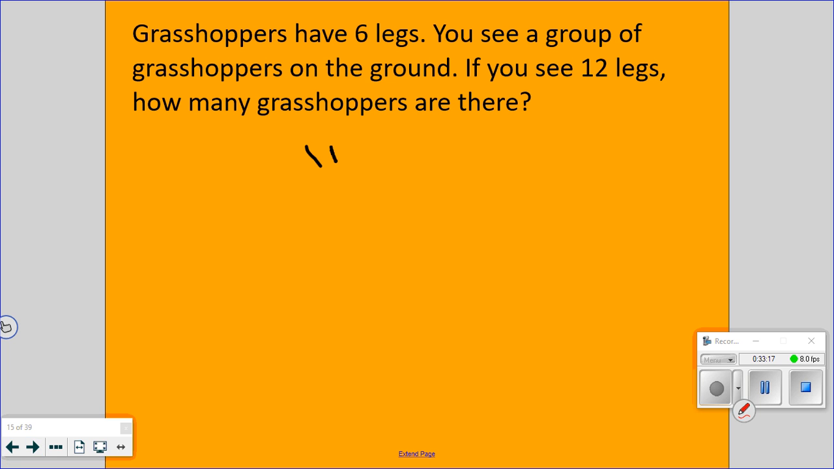Beautiful. Addison said, you know what? I know 1 grasshopper is 6. If I had another grasshopper, that would be 12 legs. It looks like 2. Archer, thanks for raising your hand. That's okay. All right, you have a task.